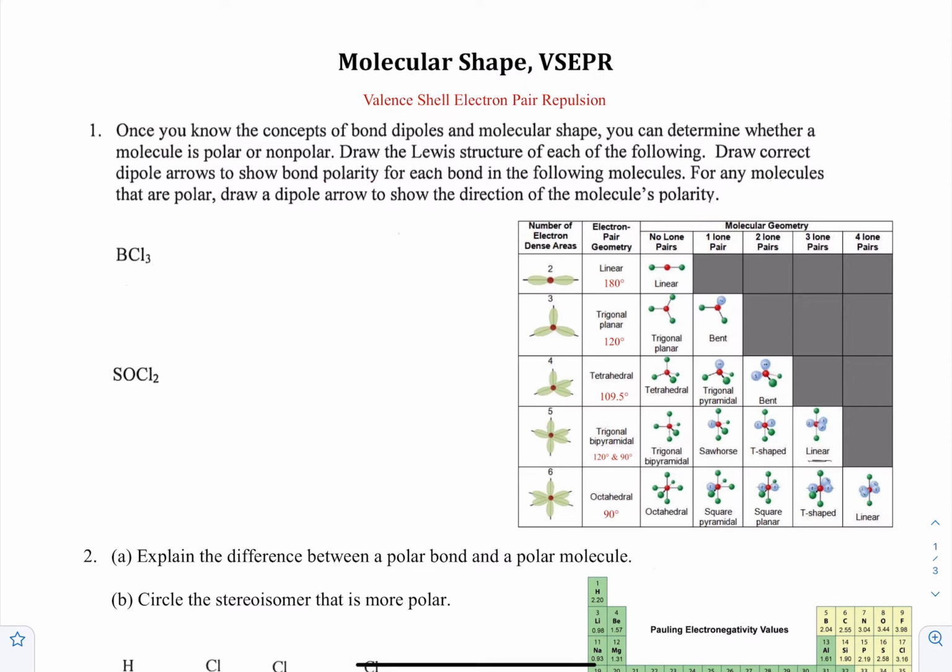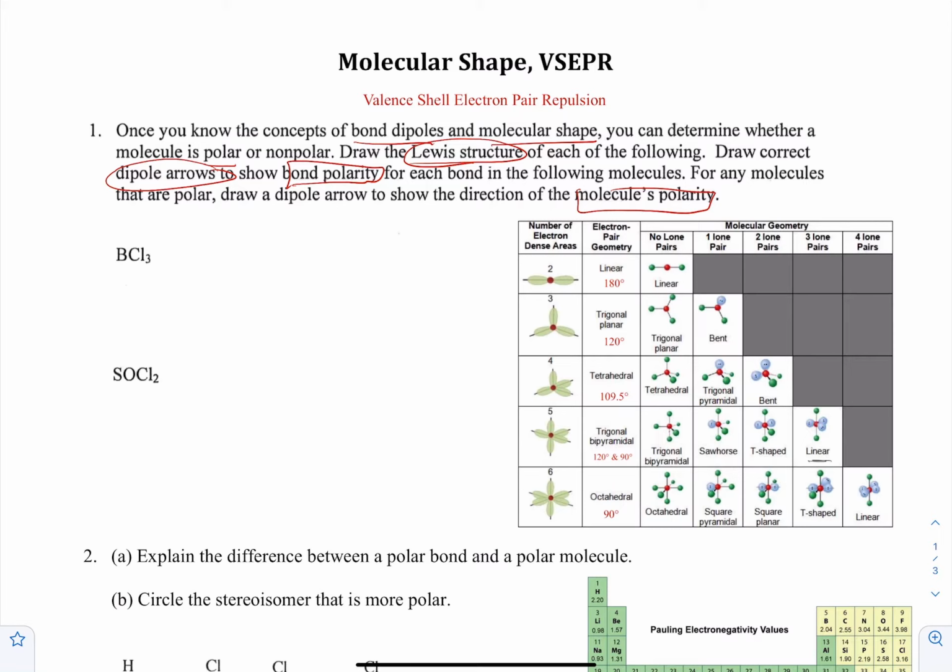Number 1 says, once you know the concept of the bond dipoles and molecular shape, you can determine whether a molecule is polar or nonpolar. Now they want us to draw the Lewis structure and draw the dipole arrows to show the bond polarity. That's going to be different. We have bond polarity and molecule polarity. For any molecules that are polar, draw a dipole arrow to show the direction of the molecule's polarity. So we need to draw dipole arrows for bond polarity, and then later, if the molecule is polar, we can draw the dipole arrows for the whole molecule.